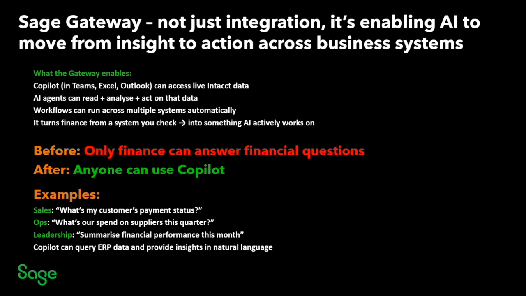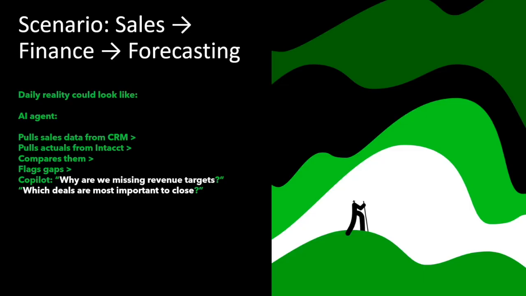So sales could be saying, where's my customer payment status? Operations is, what spend on suppliers this quarter? And then leadership are also going to have numerous questions themselves. I've got a couple of more specific scenarios of how you might be able to use the AI Gateway in the future, or the Sage Intacct AI Gateway.